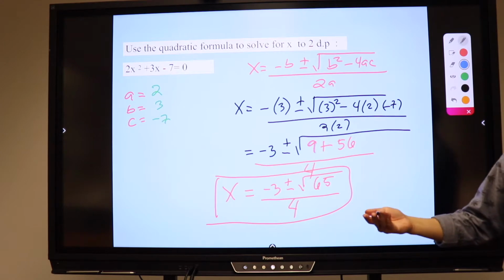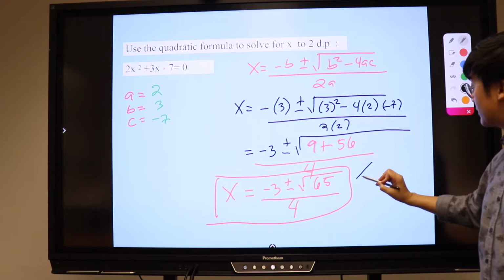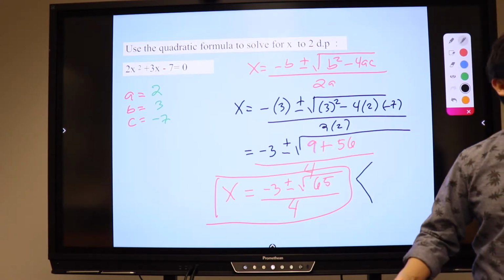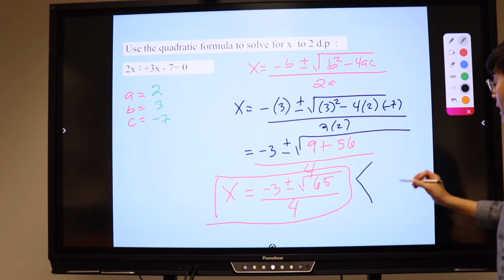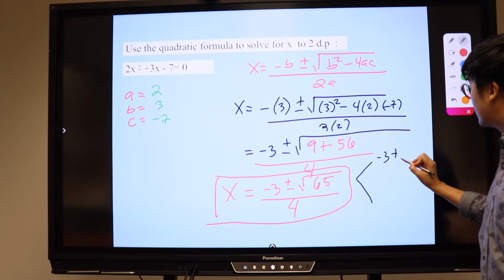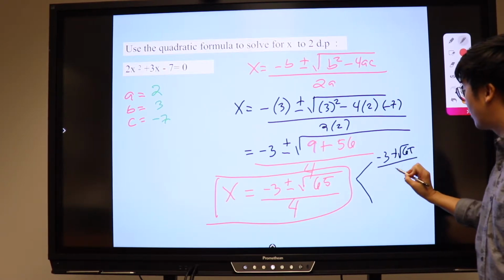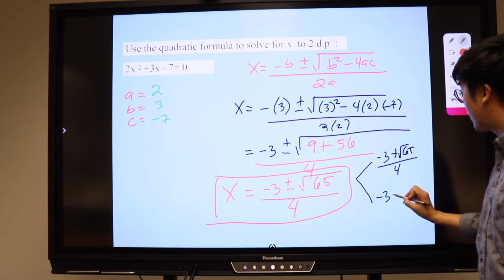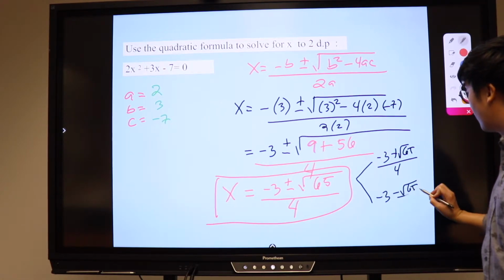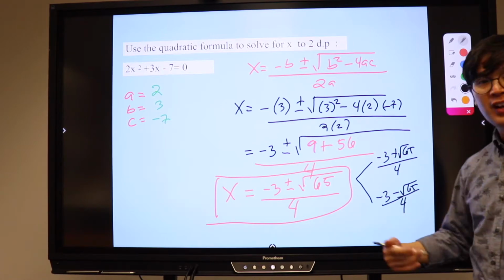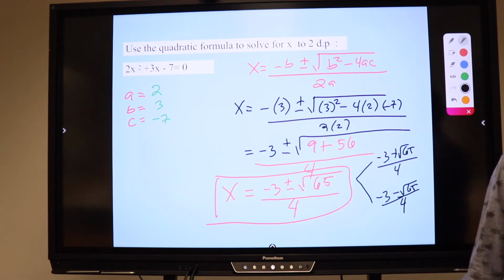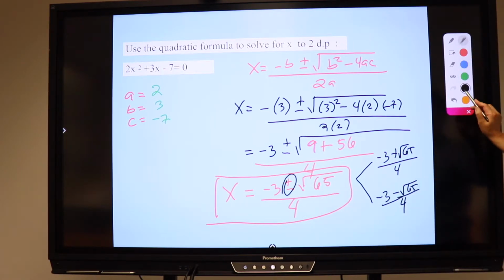Another version of your answer could look something like this, so that you can show that there are two x's explicitly. You have -3 plus square root of 65 all over 4 and -3 minus square root of 65 all over 4. That's another way of representing your answer for the plus and minus symbol.